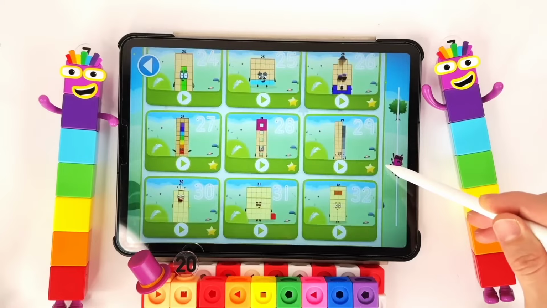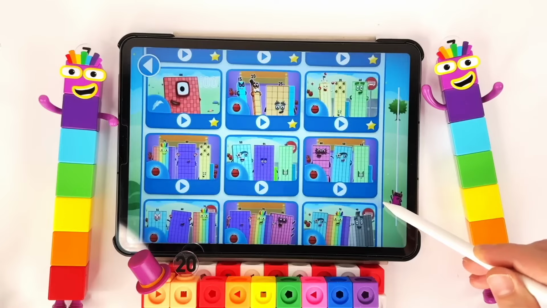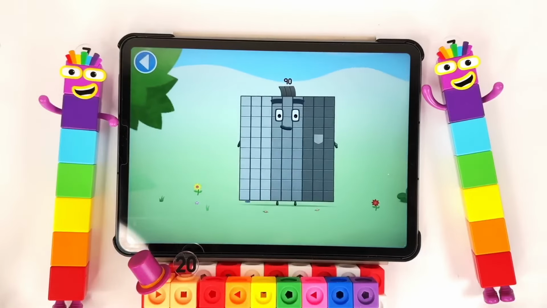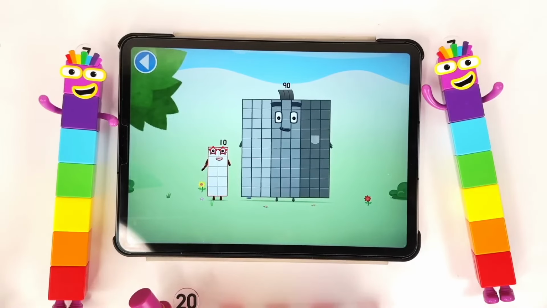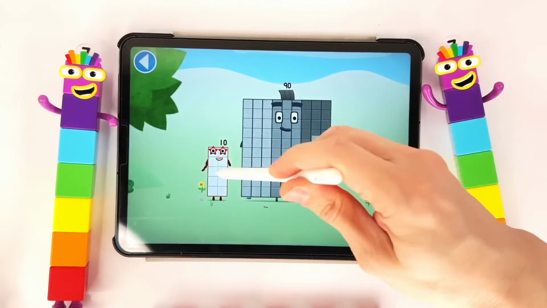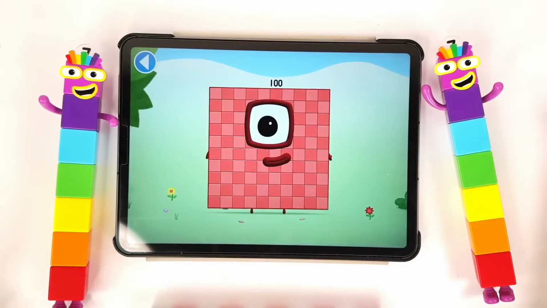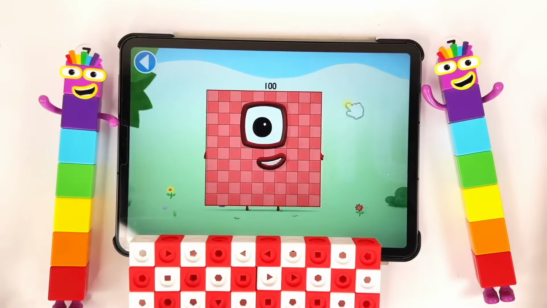We find the next big number block. It's 100. You're about to meet number block 100. Can you add 10 to 90 and make number block 100? Drag number block 10 onto number block 90. Hooray! This is number block 100. This number block is made up of 100 blocks. Ten lots of ten on top of the world.